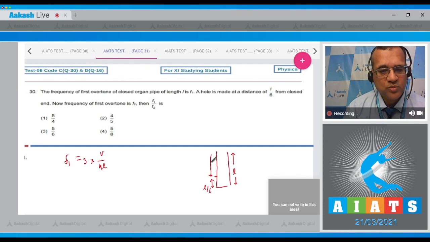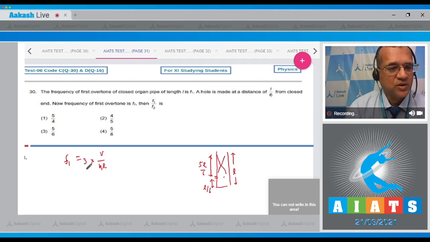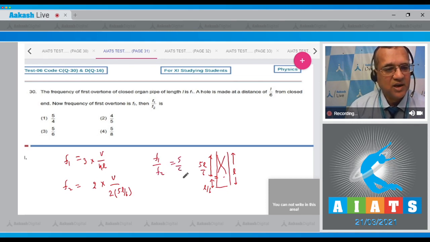Then it becomes an open tube with a length of 5L by 6, because this becomes the free end, and resonance will occur in the tube. When the hole is made, the first overtone is F2. When it's open, the fundamental frequency is V by 2L, where L becomes 5L by 6. And the first overtone is the second harmonic. Now, to get the ratio, divide F1 by F2, and you will get the answer 5 by 8. Therefore, the correct option is option number 4.